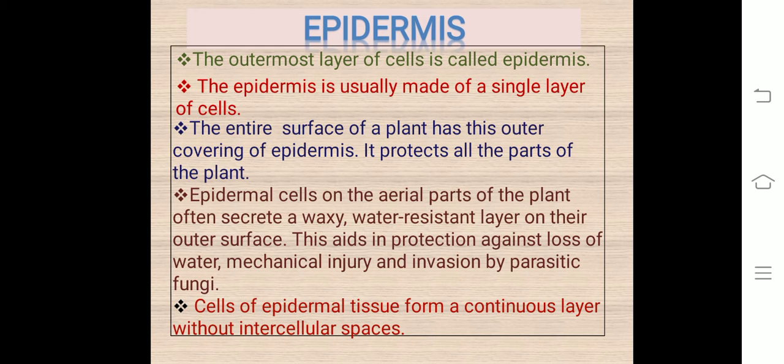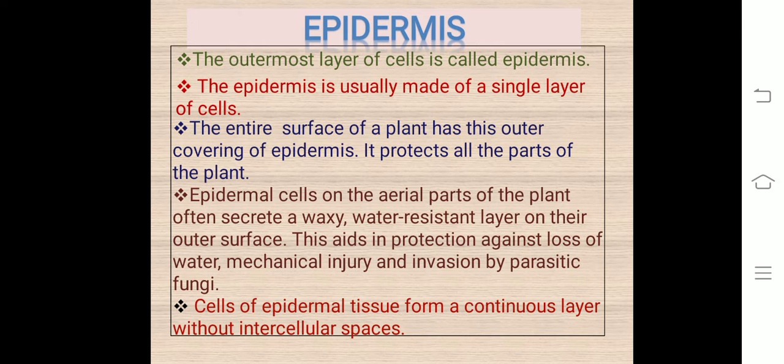Epidermis. Epidermis is the outermost layer of cells present in plants. The epidermis is usually made of a single layer of cells. The entire surface of a plant has this outer covering of epidermis. It protects all the parts of the plant.